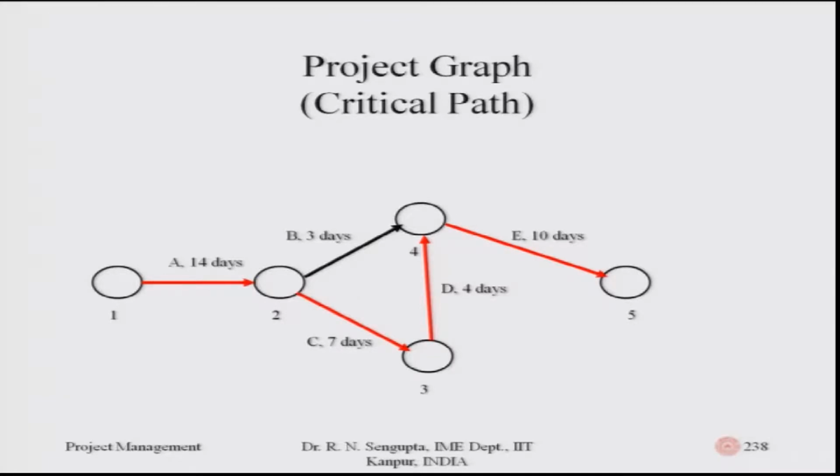So, 7 plus 4 is 11, 11 minus 3 is basically 8 days of total leeway where I can adjust B such that there would not be any delay when C and D finish and B also reaches that same point of time, because unless B, C, D finish, you cannot start E. So, the whole critical path is the red one as shown in this diagram.